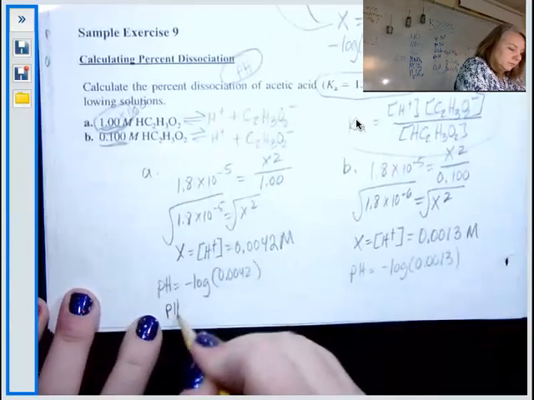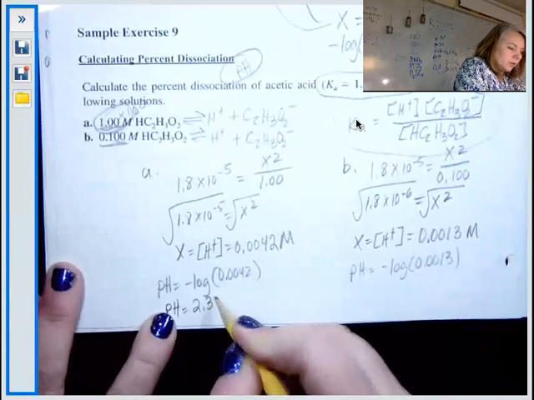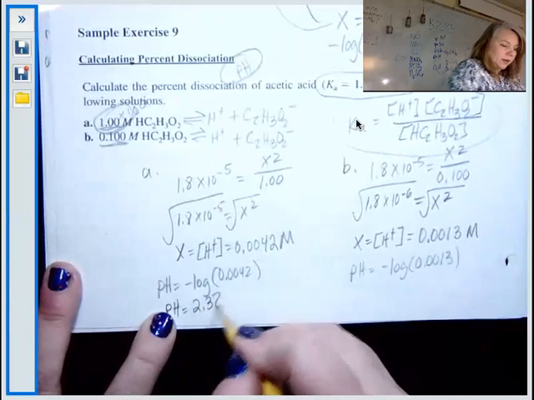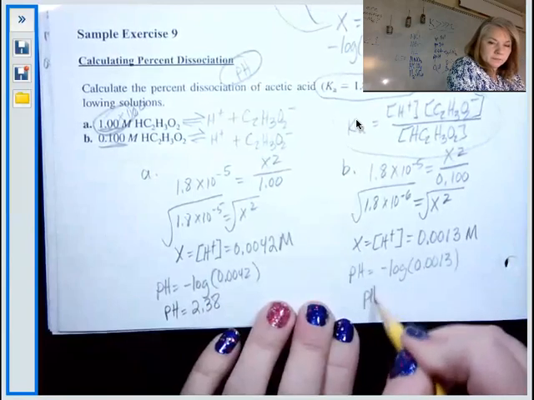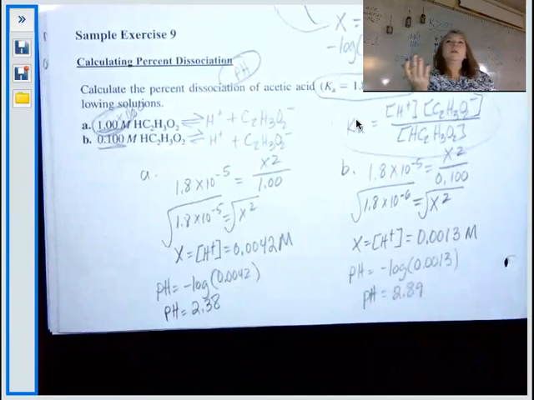2.376. Let's go 2.38, okay. And then 2.89. 2.89, which is what I said, we should have a lower pH in this one.